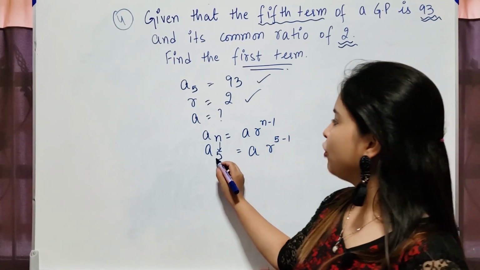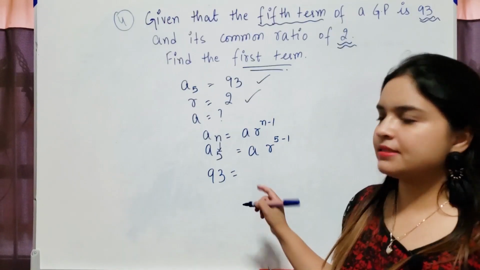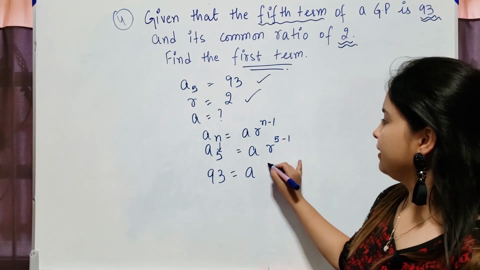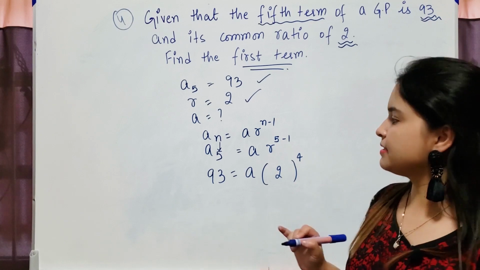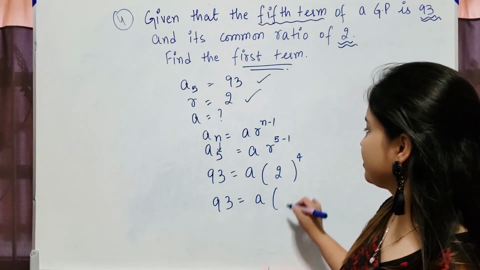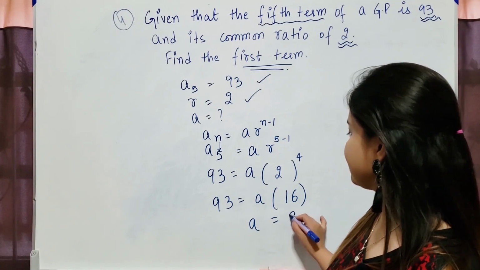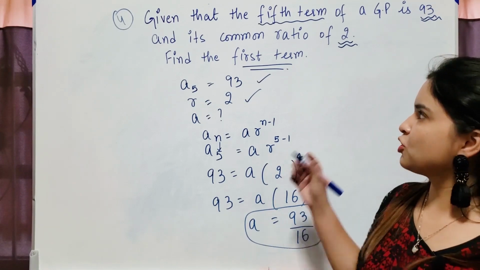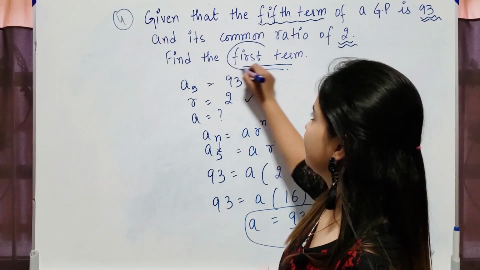Okay. Now, what is a5? Fifth term is 93. What is the first term? I have to find the first term. So, I will write it as a. Now, what is r? R is 2. 5 minus 1 is 4. This comes out to be 93 is equal to a times 2 raised to power 4 is 16. Or I can say a is 93 over 16. Okay. So, if any term is given and the common ratio is given, I can find the first term using the general term formula.